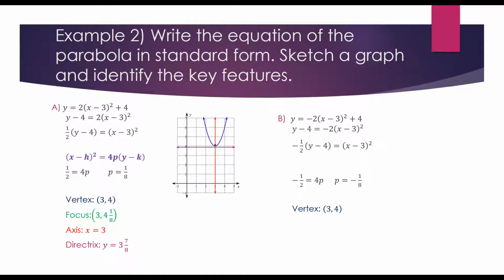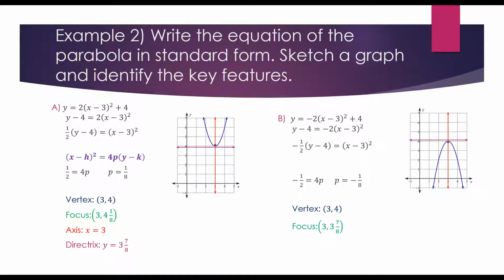So our focus is 1/8 of a space below our vertex. 1/8 of a space below 4 is 3 7/8. So our focus is at 3, 3 7/8. Our axis of symmetry is still the same, x equals 3. Our directrix now is going to be above the vertex. So 1/8 of a space above 4 is going to be at 4 1/8. So our directrix is the line y equals 4 1/8.